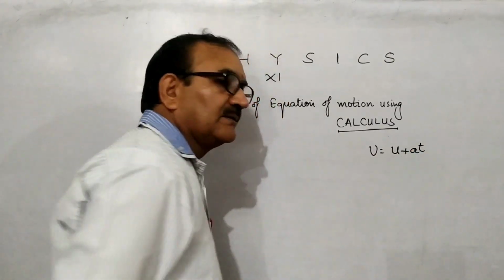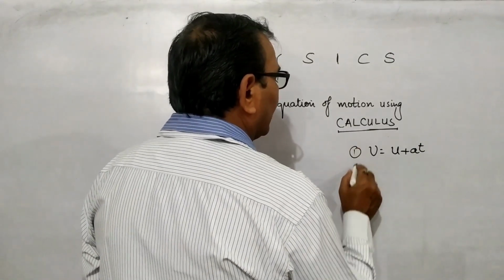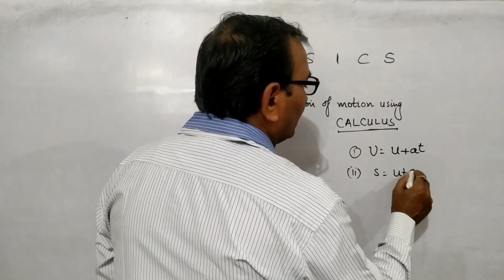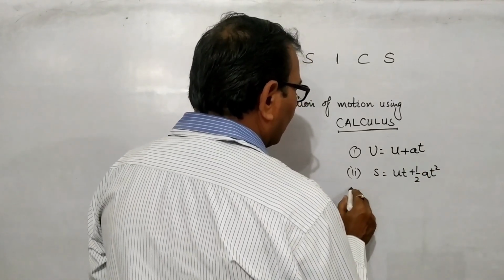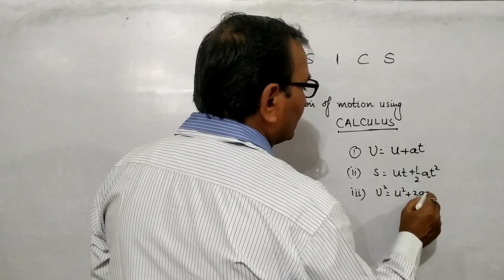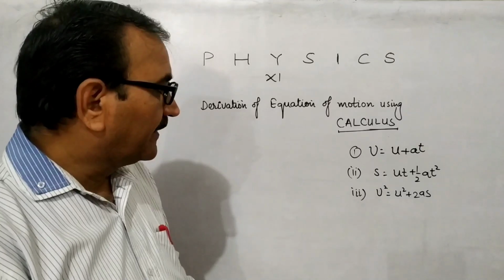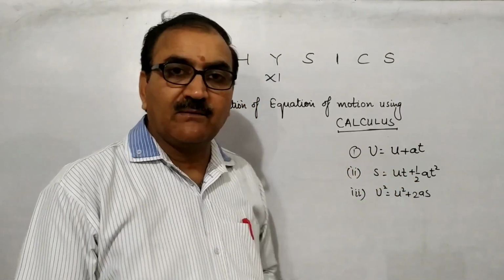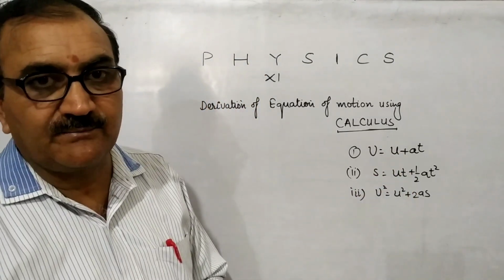u plus at. This is the equation of motion, and the second equation, you know very well, is s is equal to ut plus half of at squared, and the third equation is v squared is equal to u squared plus 2as. You know very well, here u is the initial velocity, v is the final velocity, a is the acceleration and t is the time.